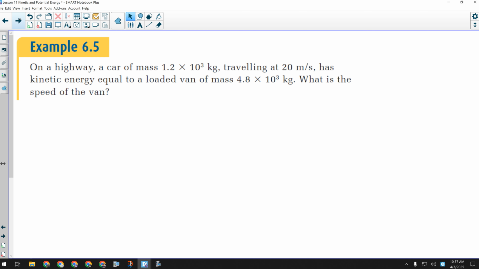So, on a highway, we've got two different vehicles. We have a car that is 1,200 kilograms moving at 20 meters per second, and we have a loaded van that is 4 times heavier, moving, and it has the same kinetic energy. We want to figure out how fast this van is going. Right now, it has 4 times more mass, but it has the same kinetic energy. So can we calculate the kinetic energy of the car? We have its mass and its speed.